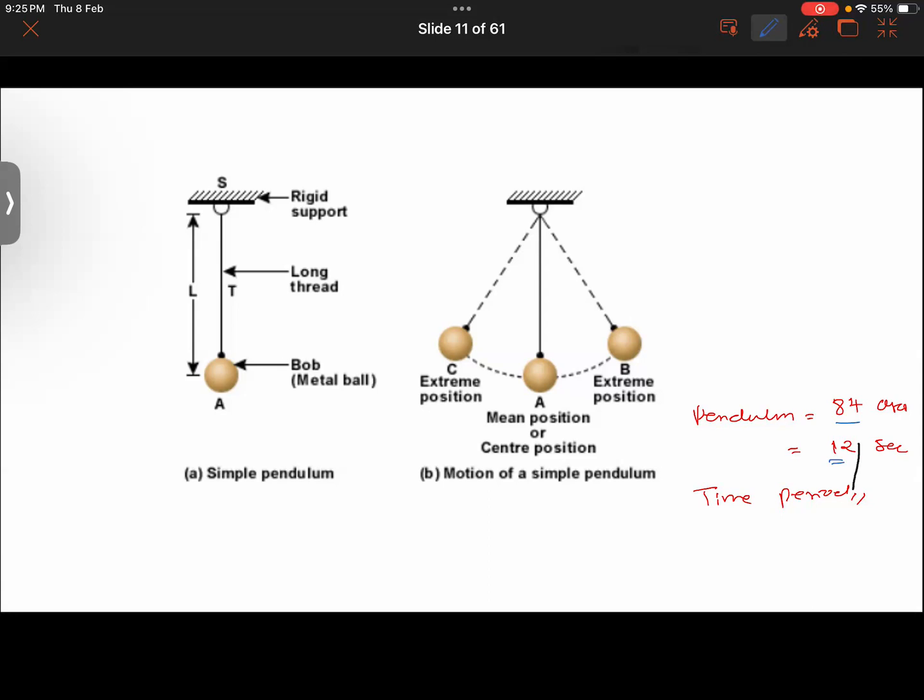Can you give me one more minute? Take your time. Chakrika, you answer this to me. Don't count the length of the thread and the weight of the bob right now. That is not relevant to the question. Simply think that the time period is the time taken to complete one oscillation. So time taken to complete 84 oscillations is 12 seconds, so one oscillation is simply 12 upon 84.